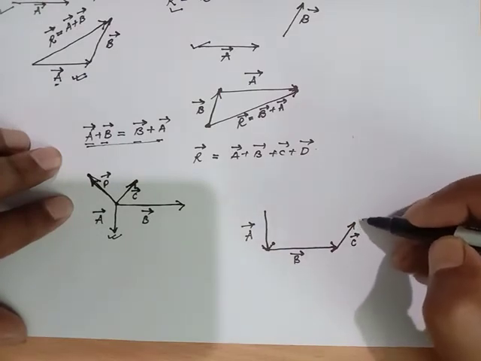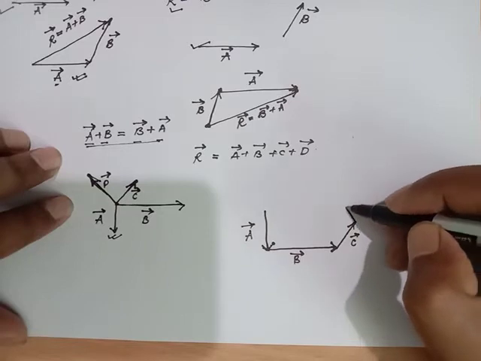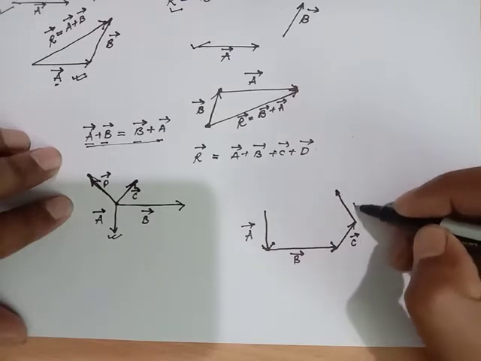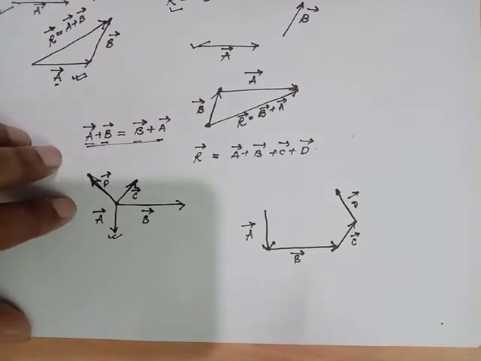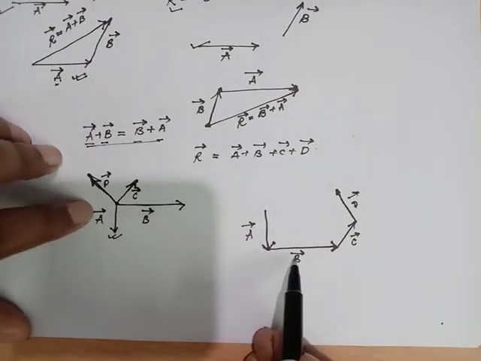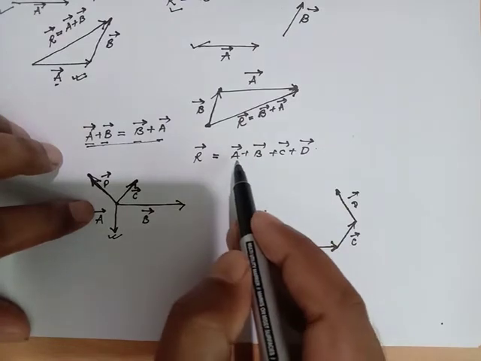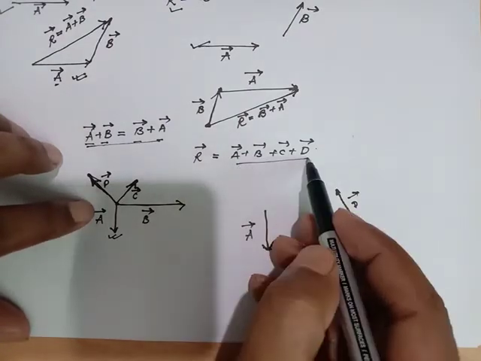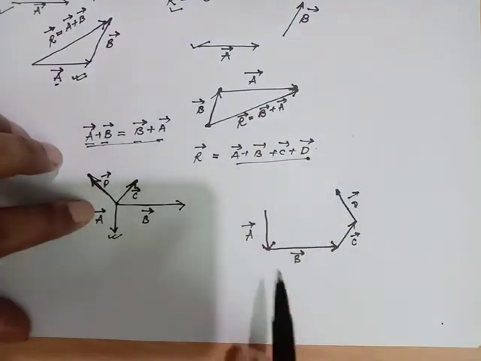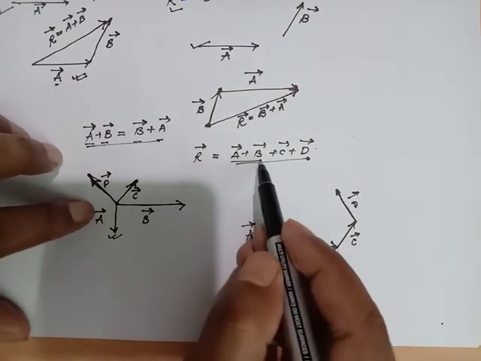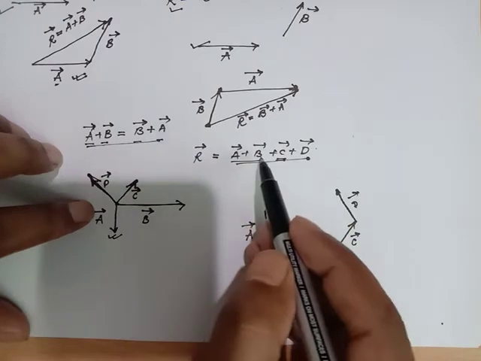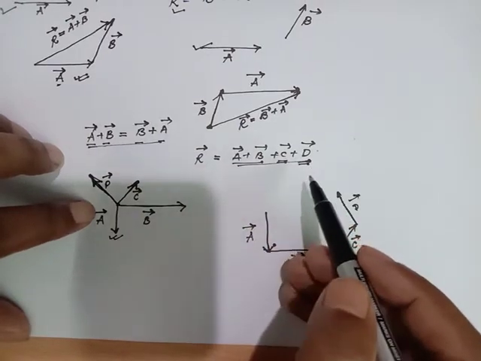So D vector will probably move along this direction. So that's my D vector. Correct? So finally, let us find out A plus B first. We will not find out A plus B plus C plus D in one shot. We will find this out successively. A plus B, then A plus B will be added with C, then A plus B plus C will be added with D finally. Fine.